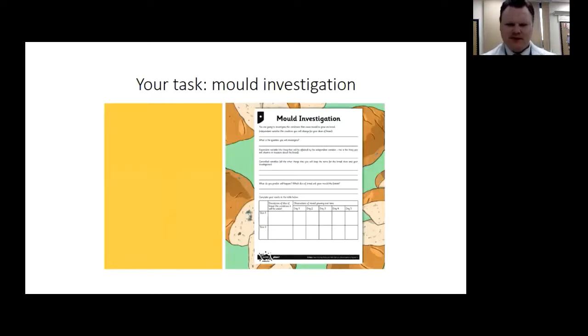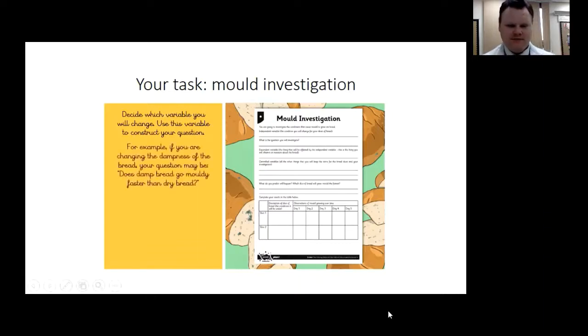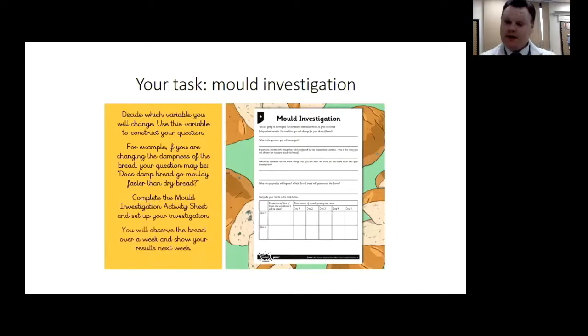So, your task is a mold investigation, leaving it quite open to you. Decide which variable you'll change. Use this variable to come up with your question. In your pack, you'll have a sheet like this to help you to structure your investigation. For example, if you're changing the dampness of the bread, your question may be, does damp bread go moldy faster than dry bread? Like I've said, the sheet will help you. I'd like you to observe it over the course of a week. What happens?